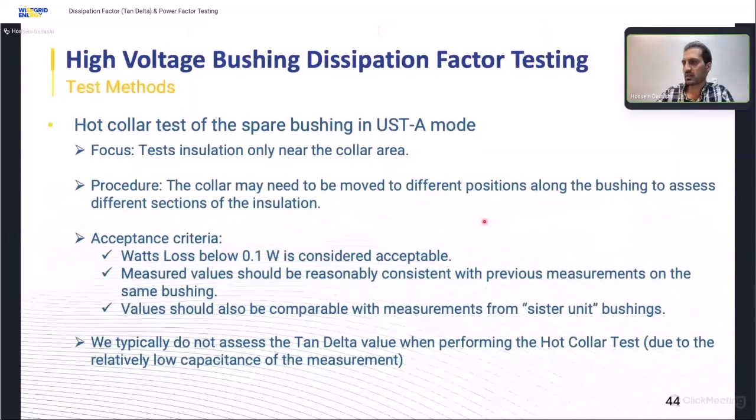Regarding acceptance criteria, the watt loss should be lower than 0.1 watt. It's acceptable. It's a rule of thumb, but there is no IEC or IEEE standard for this value. Also, we can compare the measurements with the sister unit, I mean with other phases or with a similar transformer. And we typically don't assess the tan delta value when we perform the hot collar test. We just look at the active power, and it should be lower than this value.